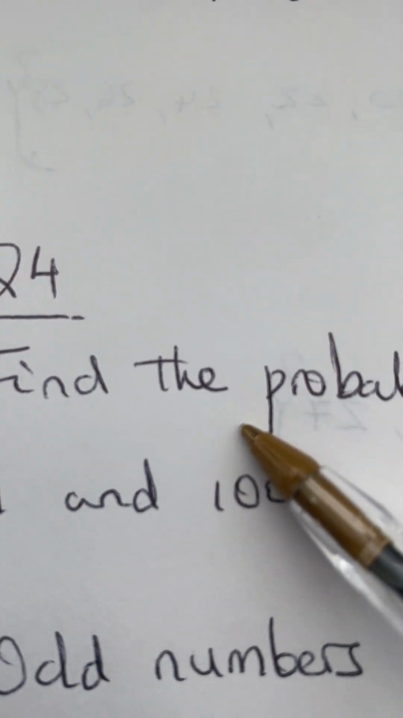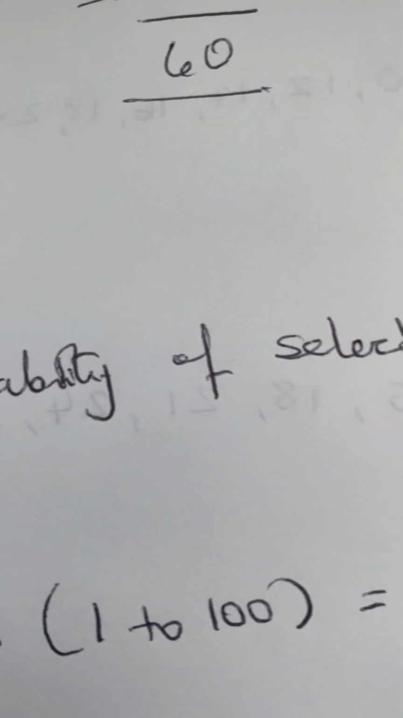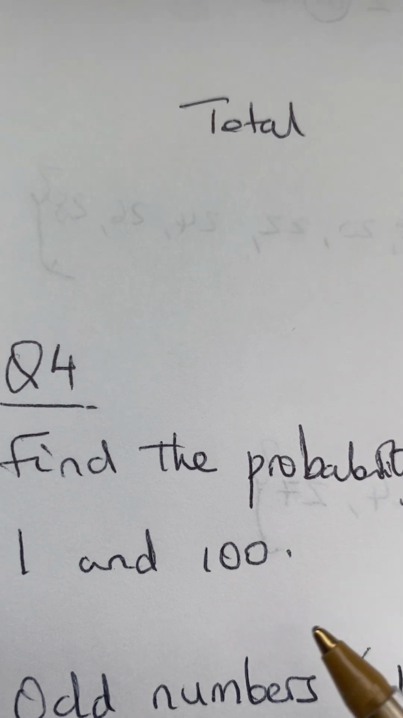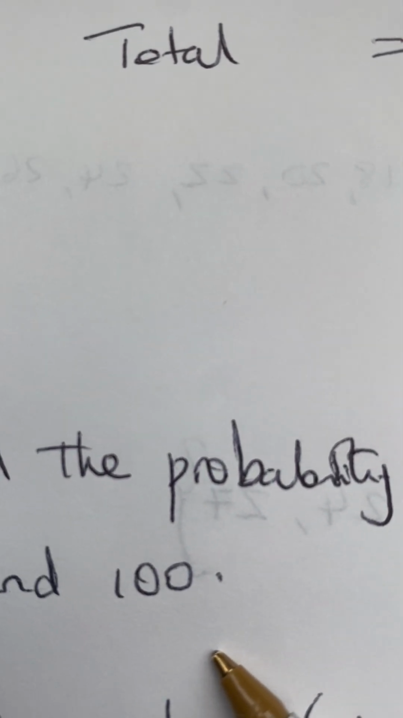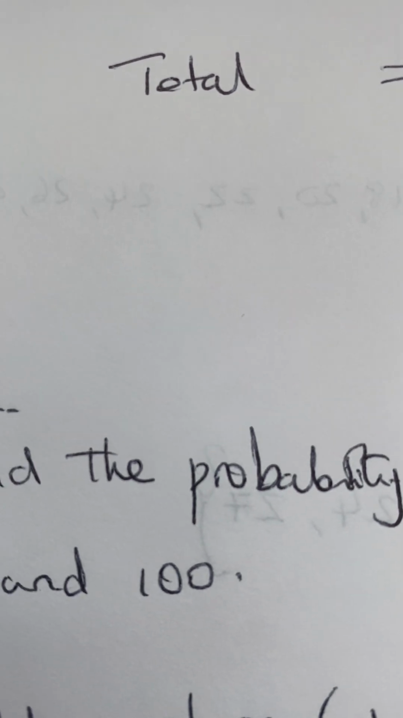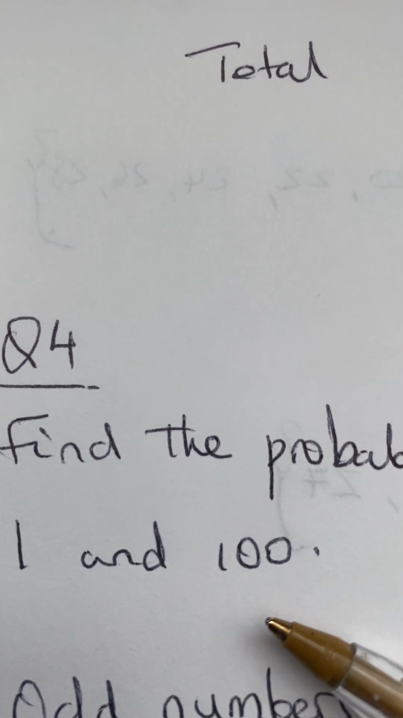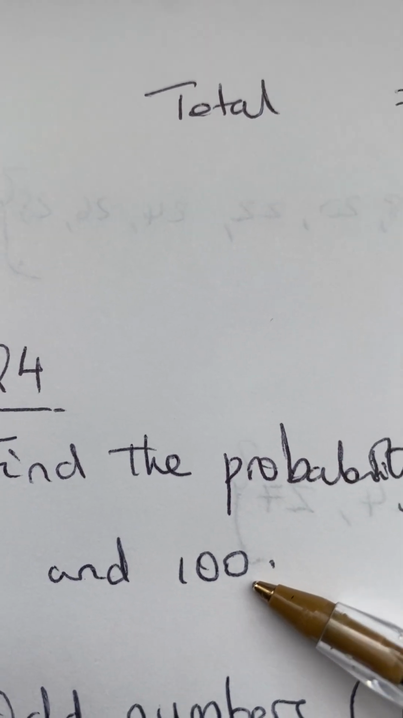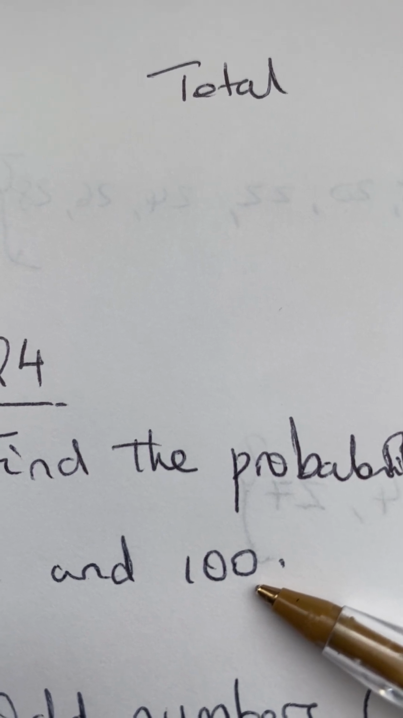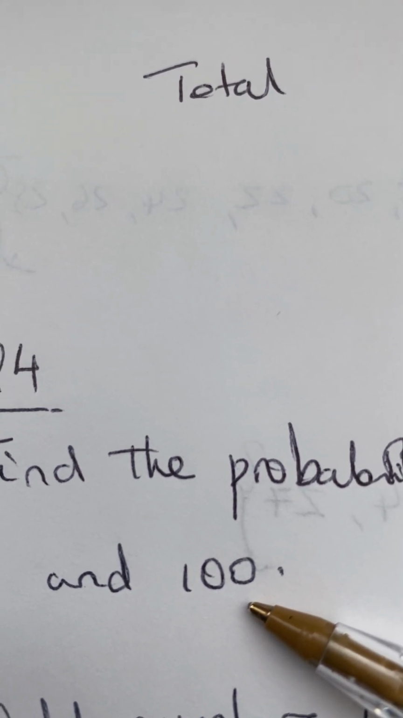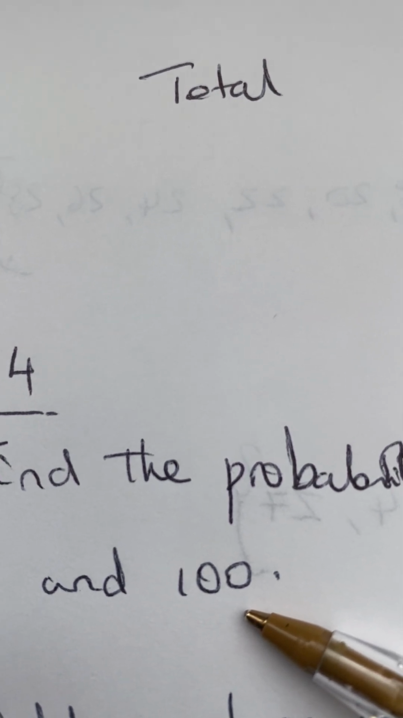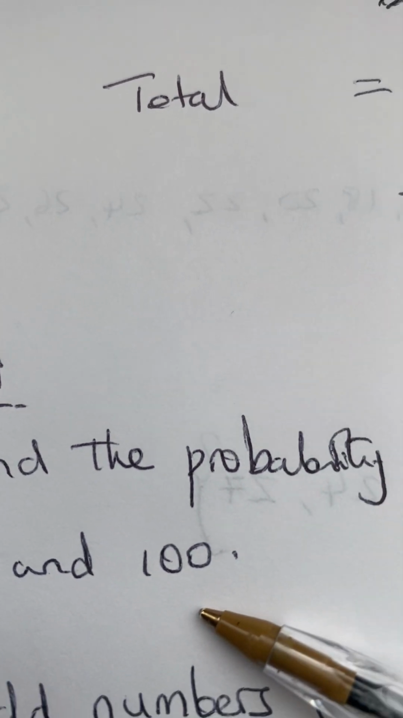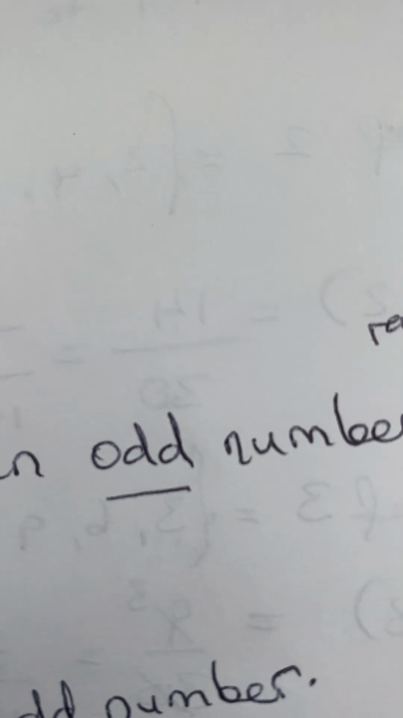Question 4. Find the probability of selecting an odd number randomly between 1 and 100. Randomly means you don't see, you just dip your hand and pick, like what they do at times when they are trying to find a winner: they just dip their hands and pick a ticket. So you shake the bag and then you pick one, but they're asking you what is the probability of having an odd number.